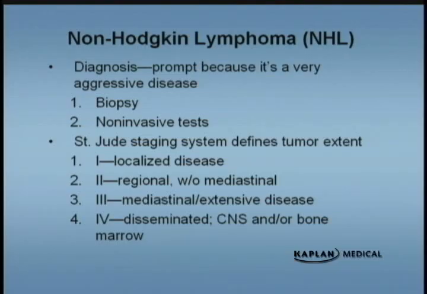A biopsy of the lesion, of the mass, will give you the diagnosis. Non-invasive tests also include CT scans and chest x-rays, just like with Hodgkin's lymphoma. The St. Jude staging system is listed there. Just for you to review briefly, again, it's localized disease, stage 1. Stage 2 is regional disease, but without mediastinal involvement. Stage 3 is mediastinal involvement, and 4 is disseminated disease.